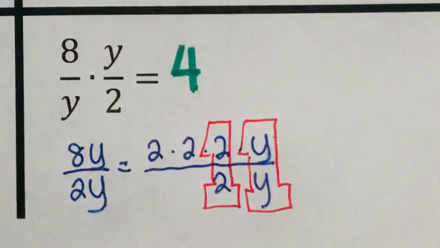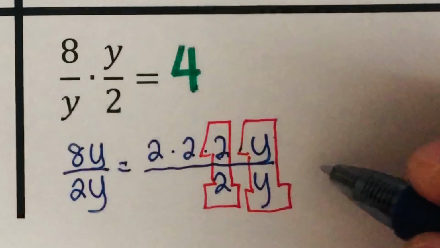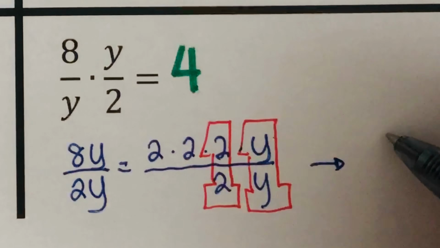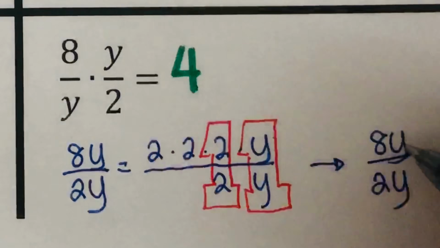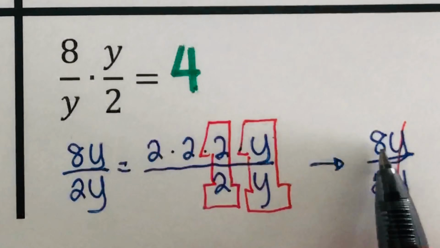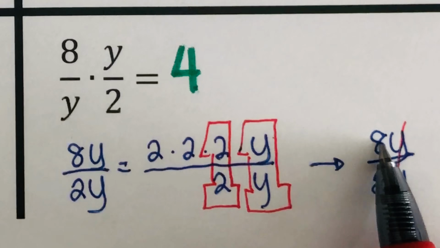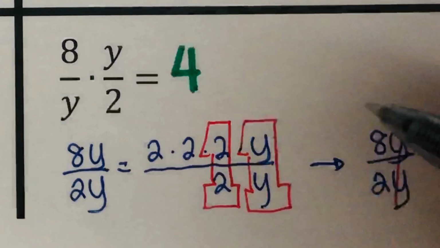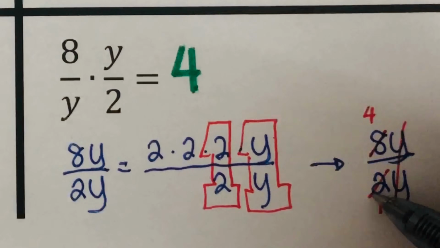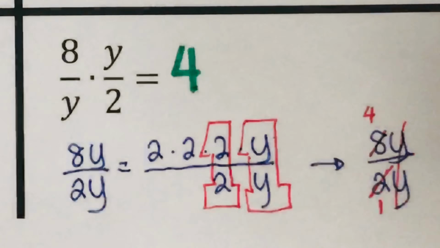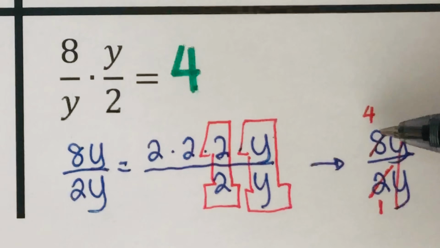Or the other way that we can do this, we can just cross them out. So that would be 8y over 2y. So I can cross out the y and y. And then again, we have 8 is divisible by 2. There's 4 2's in 8. And then there's 1 2 in 2. And so we got the leftover of 4.